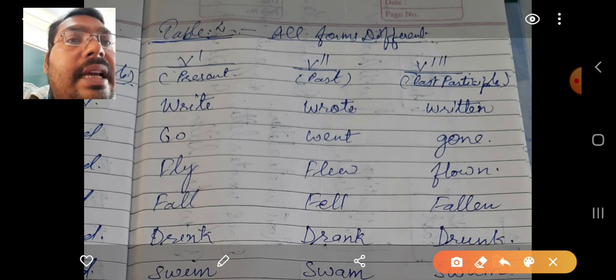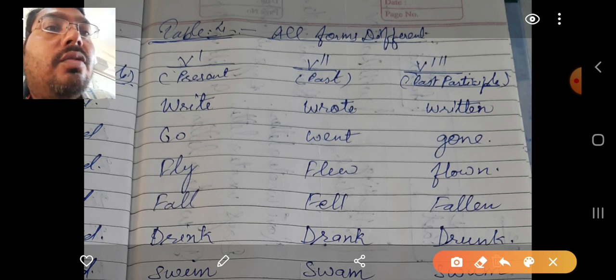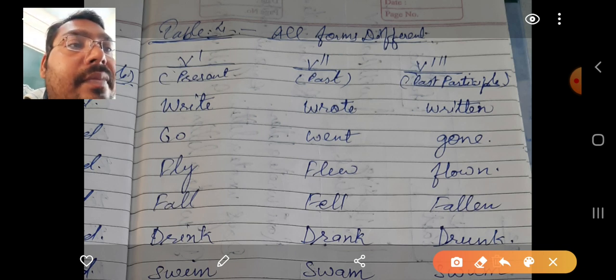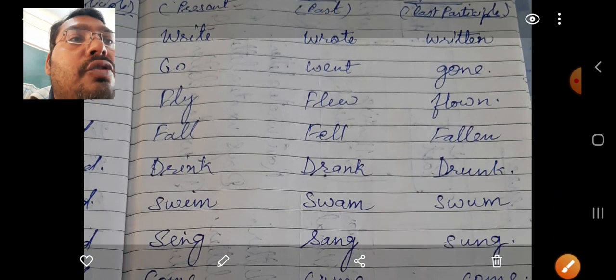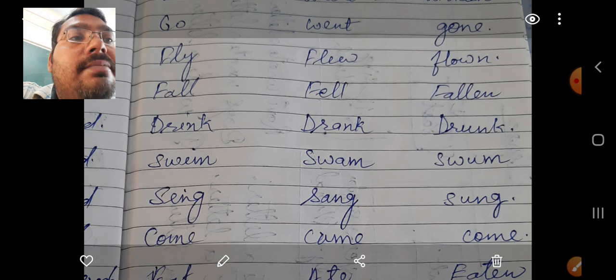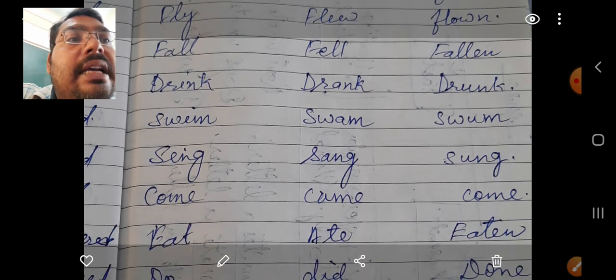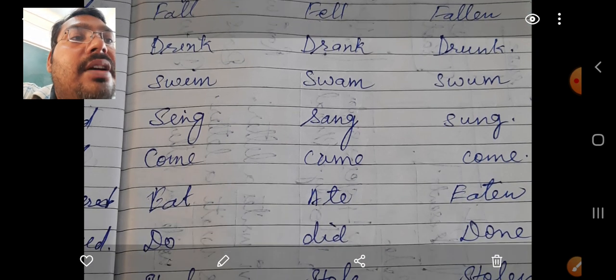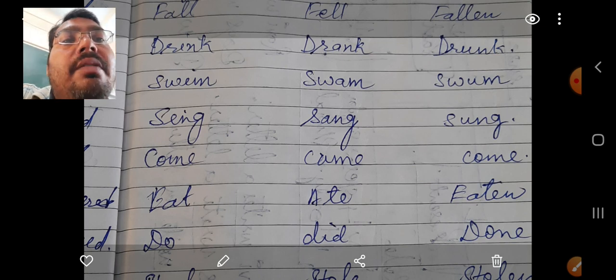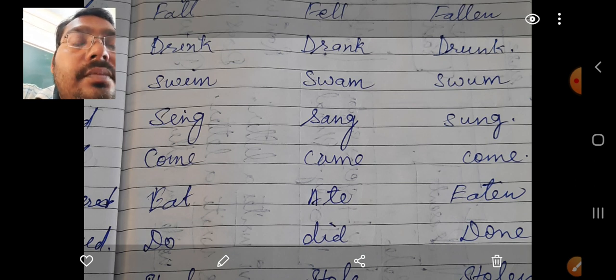Like go, went, gone, and fly, flew, flown, fall, fell, fallen, drink, drank, drunk, swim, swam, swum, sing, sang, sung, come, came, come. Though in come the first and third forms are the same, it is kept in this table of all different forms. Come, came, come.